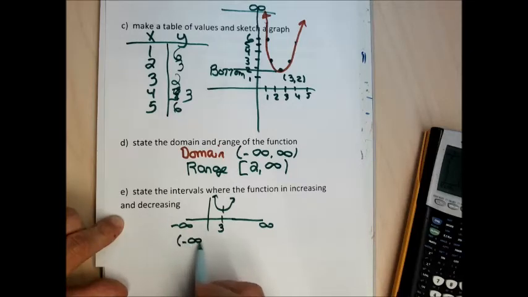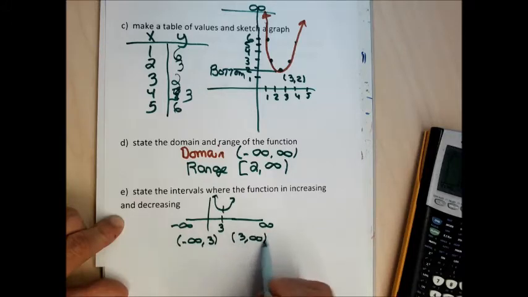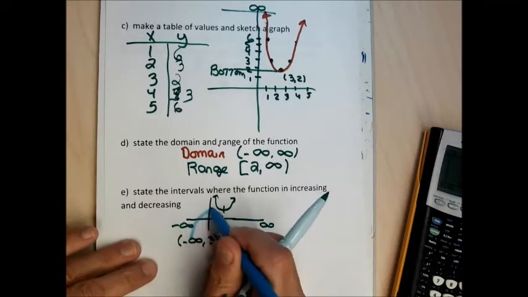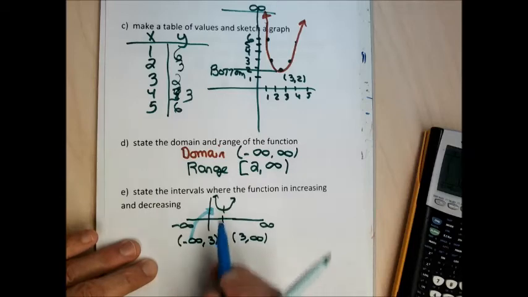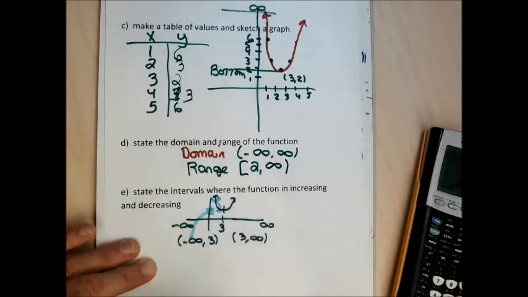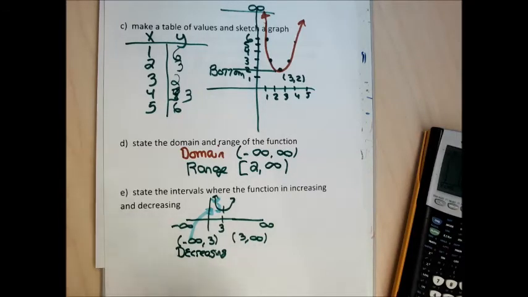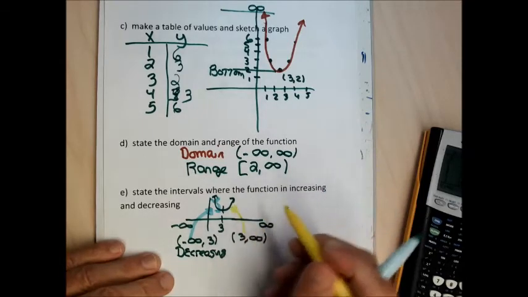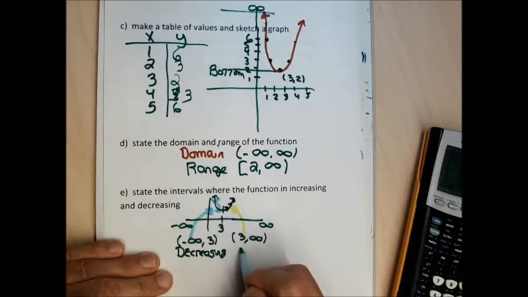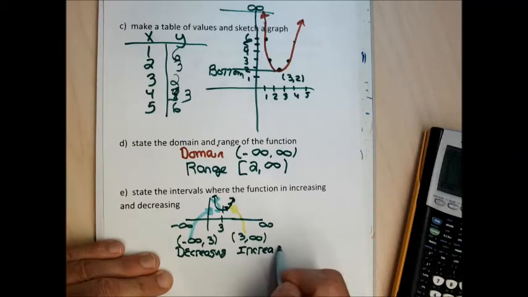The intervals I'm going to create are the one from negative infinity to positive 3, and an interval from 3 to infinity, and figure out whether the graph is increasing or decreasing in that interval. The interval from negative infinity to positive 3 represents that interval, and as I'm moving from left to right, the graph is getting lower, so that's going to be a decreasing interval. And the interval from 3 to infinity is that portion of the graph. And then in that portion of the graph, as I move from left to right, the graph is getting higher. So that's going to be an increasing portion for my graph.